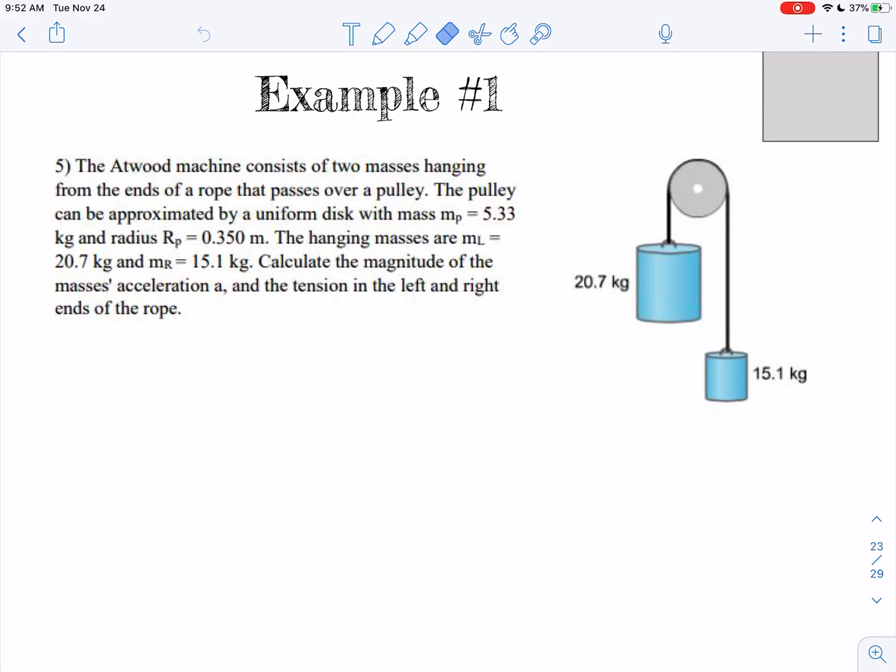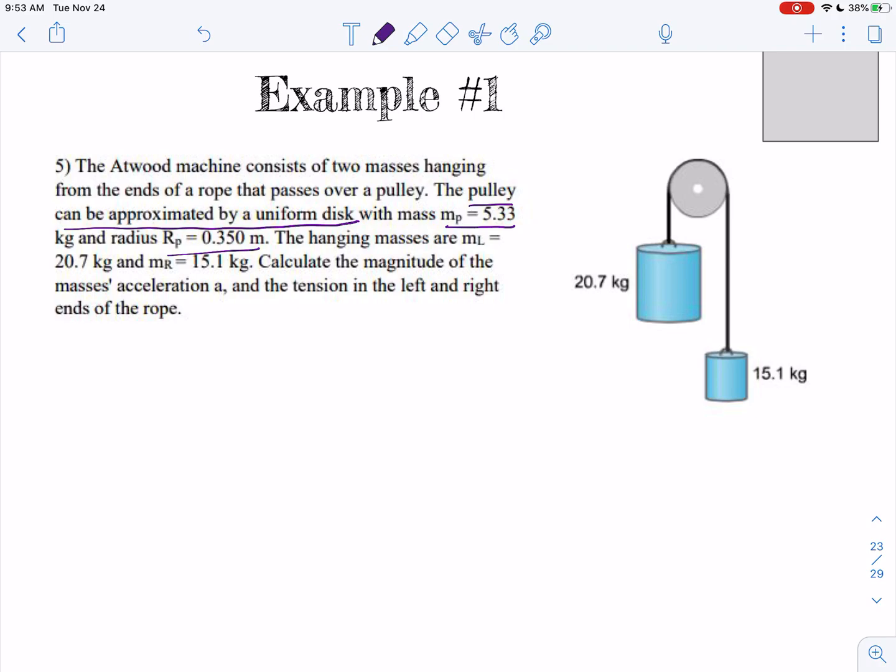All right, here's an example of how to do an Atwood machine when there's a massive pulley. You can see why it's going to be that when it says something like the pulley's a uniform disc, and it gives you the mass and radius of the pulley. So that means you're going to have to include that, whereas before we assumed it was a massless pulley and you didn't bother with it.